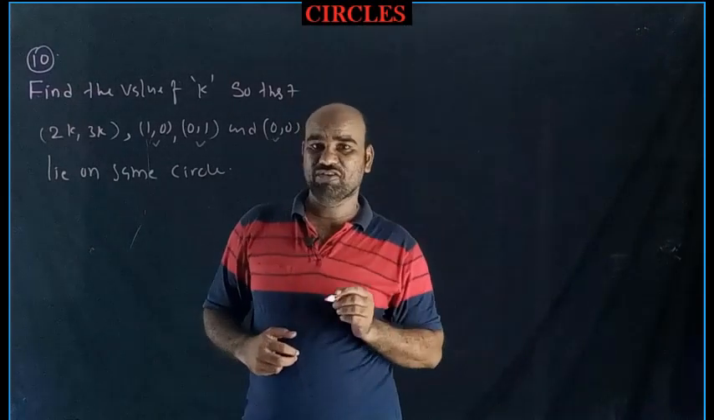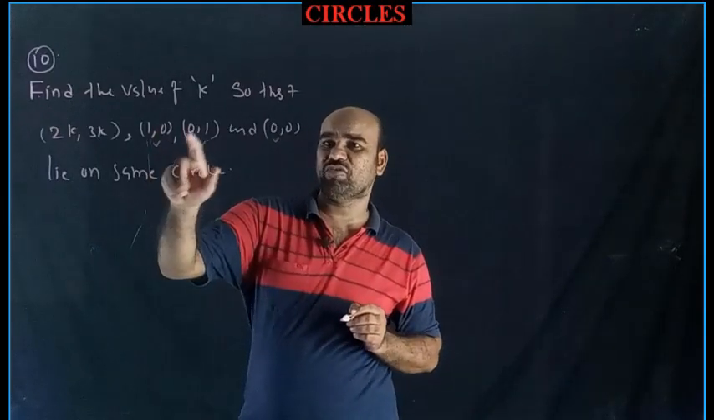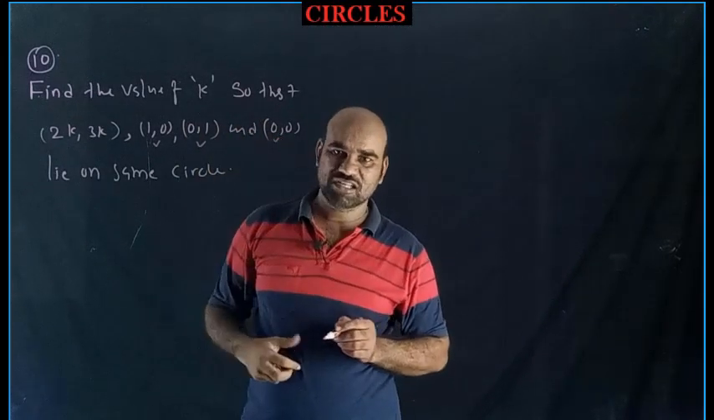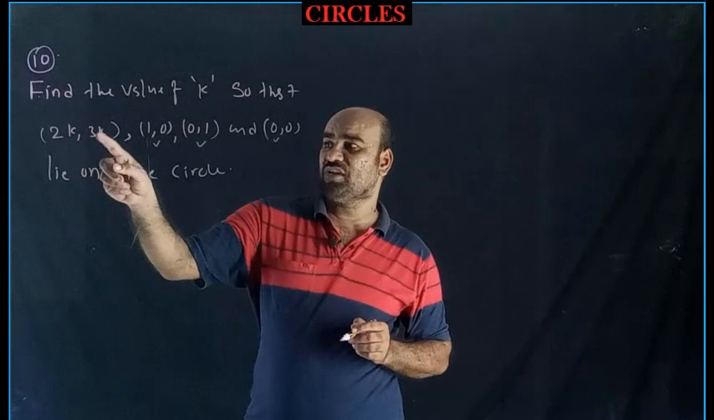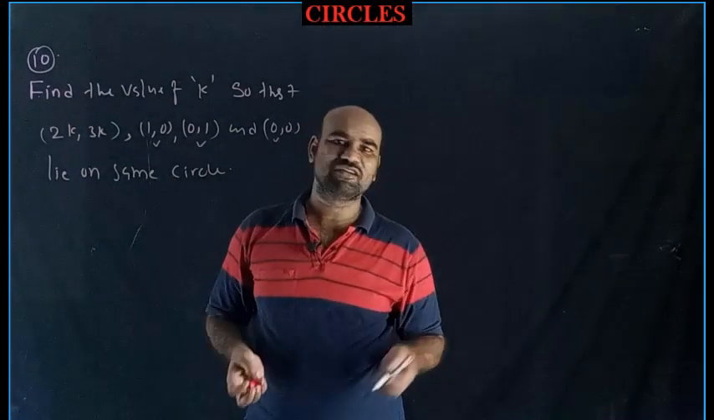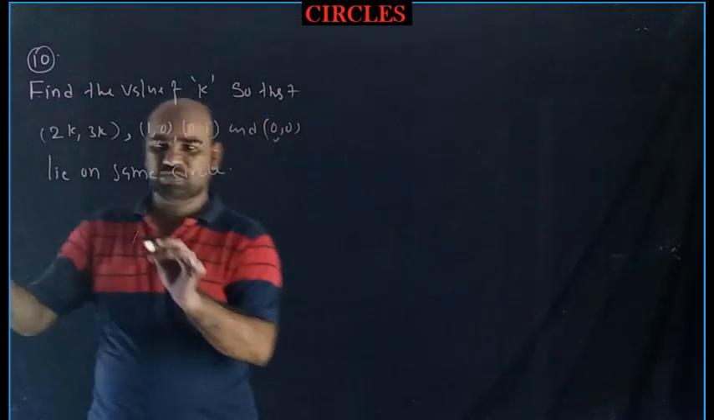First of all, you want to find the equation of the circle that passes through (1, 0), (0, 1), (0, 0). So no variables, no, you can just find the equation of the circle. So (2k, 3k) should lie on that circle only, because given that these 4 points are concyclic points, from there we will get the k value. Okay, first plan.